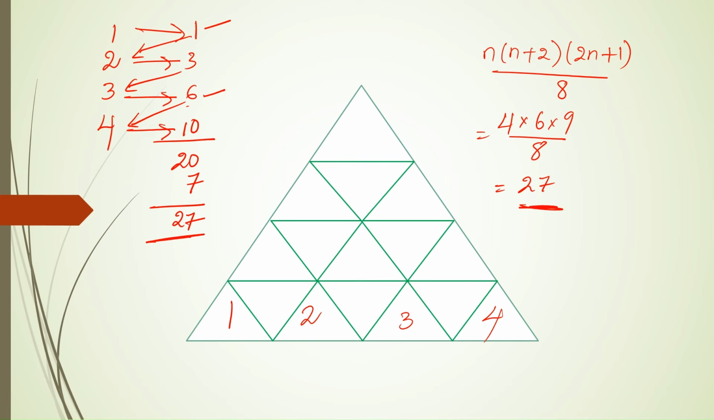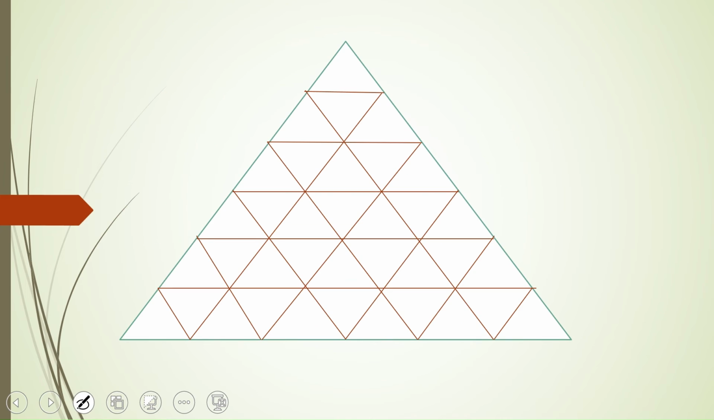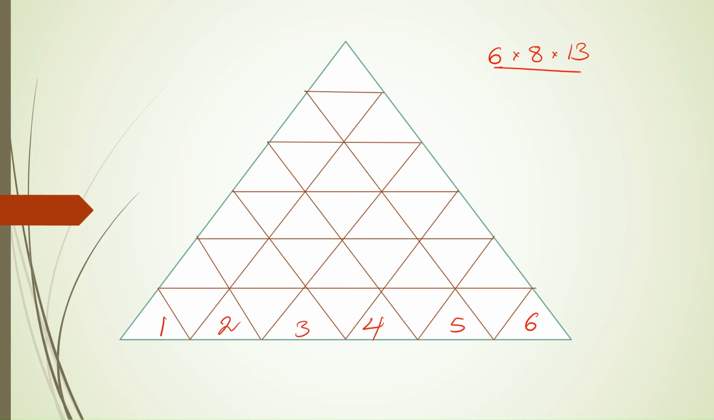Let us check with one more example. Here we have more triangles. Now on base, we have got 6 triangles in total. So the formula is n, where n means 6 here. 6 into n plus 2, 6 plus 2 is 8, into 2n plus 1. 2 into 6, 12 plus 1, 13 divided by 8. Now if we see here, this is 78.